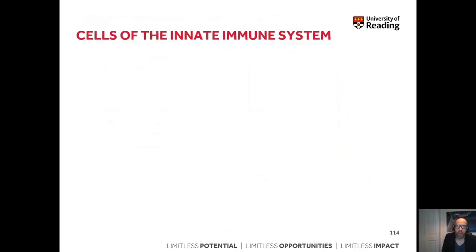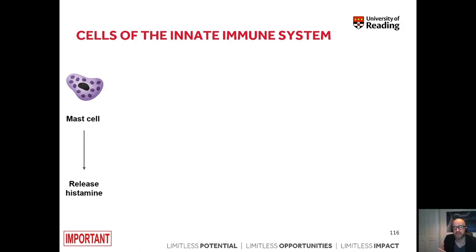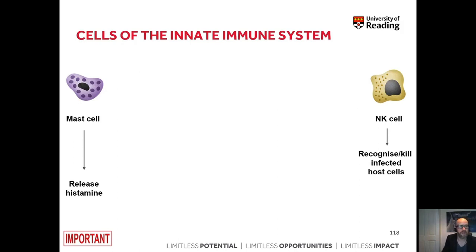So, what are the cells of the innate immune system in charge of the second line of defense? The first type of cells, which is quite relevant, are mast cells, and mast cells are in charge of releasing histamine. The second type of cells that we need to know about are natural killer cells, NK cells for short. They are able to recognize and kill infected host cells. So those cells are not actually targeting the microbes, they are targeting infected host cells.